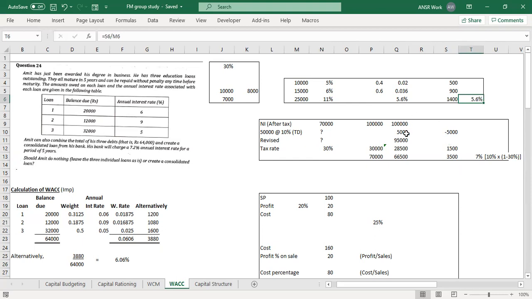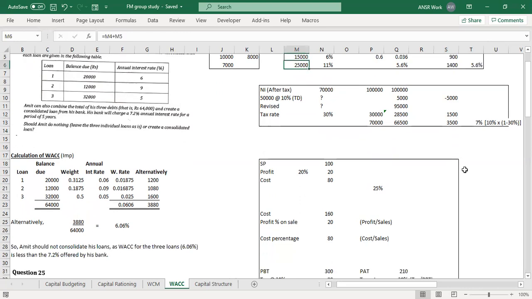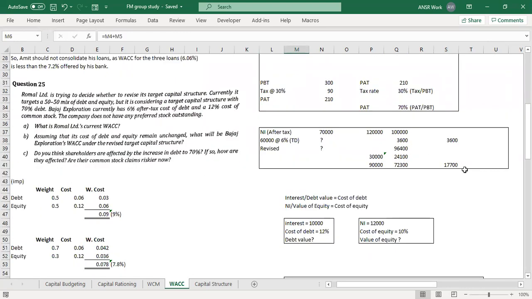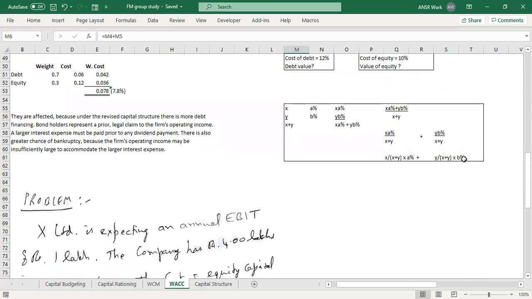Let's just remember that part. We took 10,000, multiplied by 5%, and calculated 500. We took 15,000, multiplied by 6%, and calculated 900. 500 and 900 we totaled, and 10,000 and 15,000 we totaled. We did 1,400 divided by 25,000, and we calculated the WACC. Let me do exactly the same thing, but in terms of a derivation.